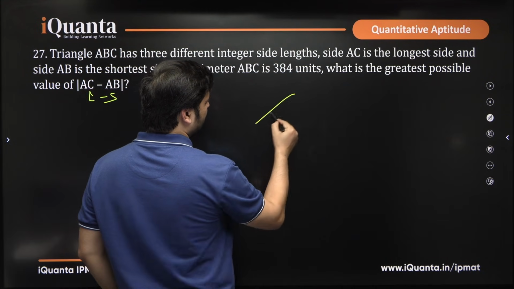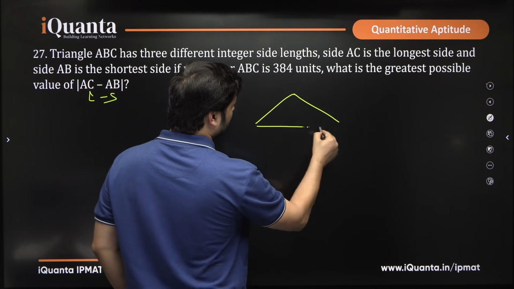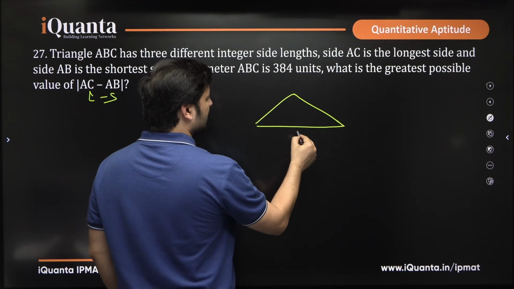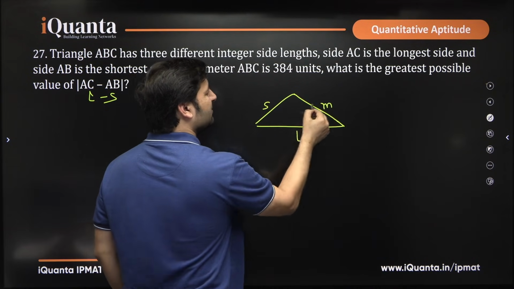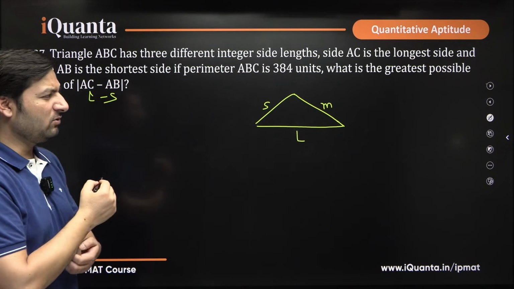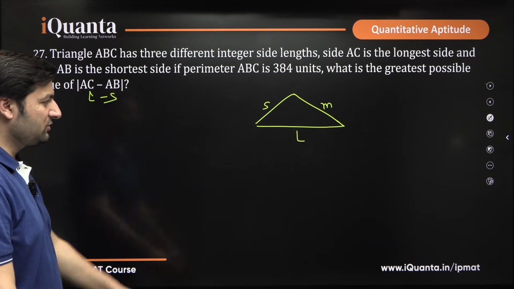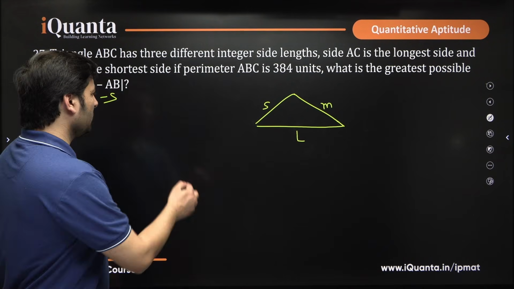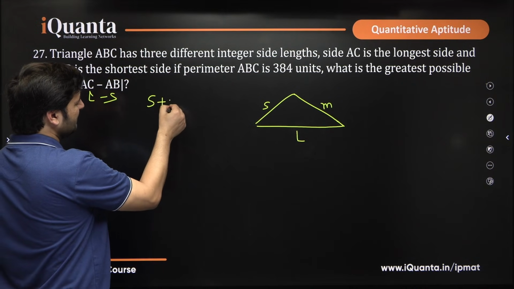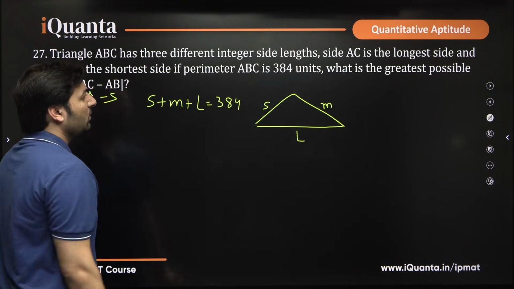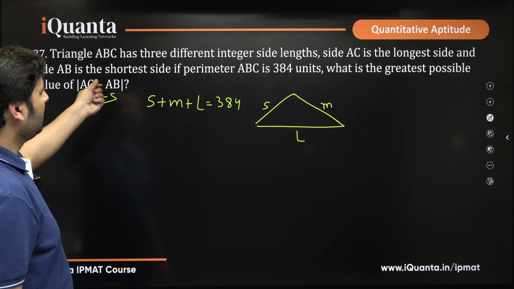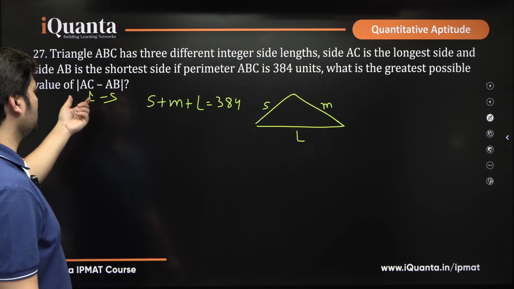So, let me say that I have a triangle, okay, like this. This is the longest side, this is the smallest side, this is the second largest, let me call it medium side, okay, shortest, longest, medium. You know that the perimeter is S plus M plus L and that should be equal to 384. What does it want? What is the greatest possible value of AC minus AB?